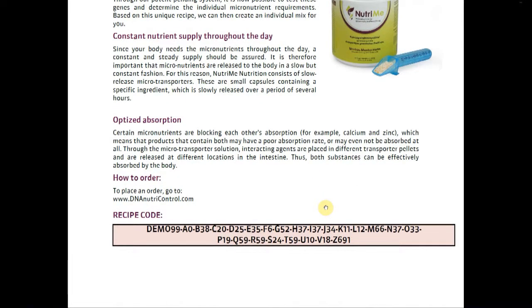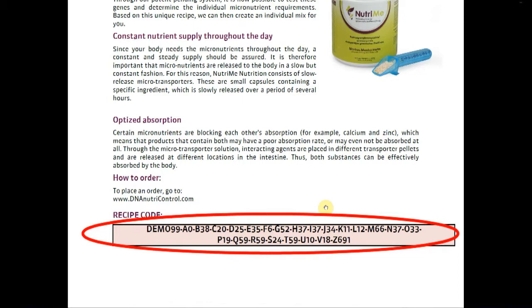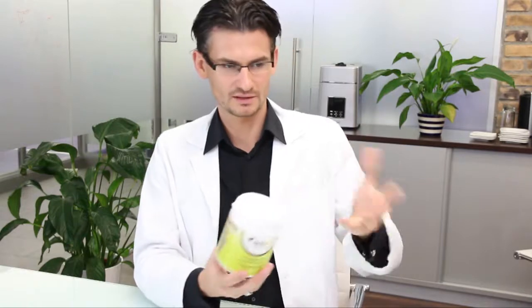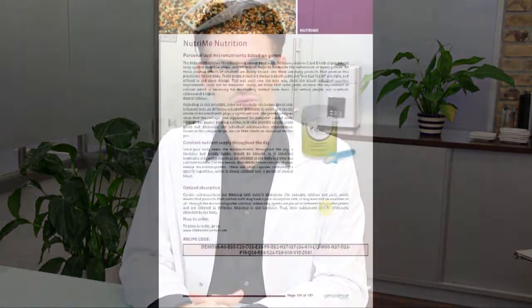It's unfortunately quite a long code, but there's a lot of information. You're going to have to enter this information into the form, and this contains encoded the information that we need to create this mix for you. So you order it, then you enter the recipe code, we create it, and then we ship it to you. And you can just try it for 3 months, or you can go for 12 months, and so on. So this is the option of how to order this as an additional supplement in case you want to make sure that you get the right nutrients in addition to the right nutrition.